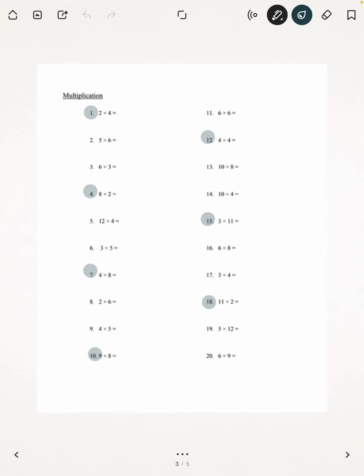Next one is multiplication. So 2 times 4, that basically means you have 2, and each of them has 4. You add them up, which equals 8. 8 times 2, which basically means that. And if you add all of those up, that equals 16.